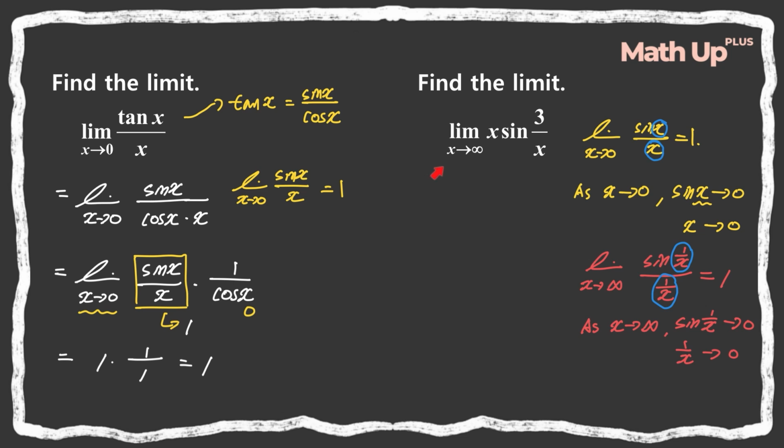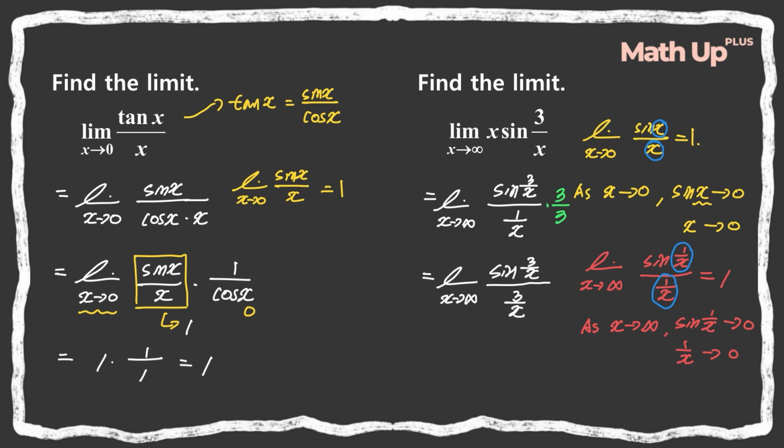Now, back to this limit question. That limit can be written as the limit as x approaches infinity of sine 3 over x, over 1 over x, right? And if we multiply by 3 here and 3 here, then that's going to be equal to the limit as x approaches infinity of sine 3 over x, over 3 over x, with a 3. This 3 comes from here, right?